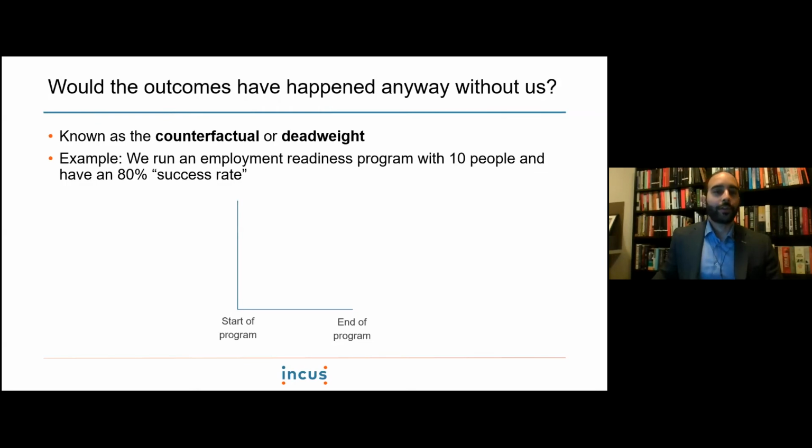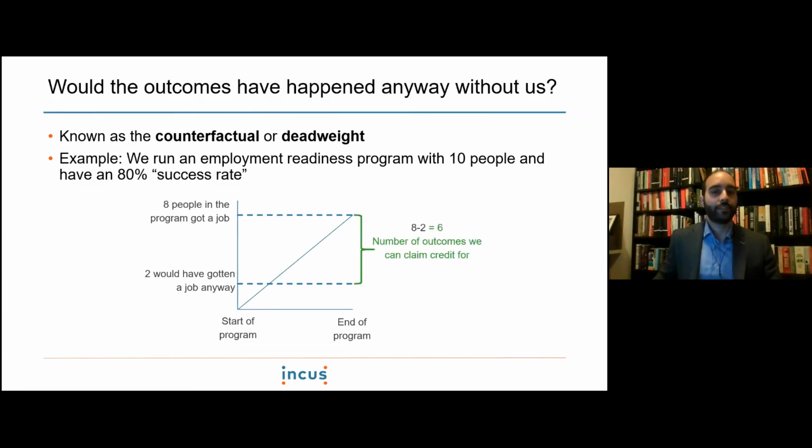So we would know that if we ran an employment readiness program with, say, 10 people, and we had an 80% success rate, that for us means that at the start of the program, there were 10 people. At the end, 8 of those people got into a job. Well, if we did a bit of research, we find out that people get into jobs without going through a particular program, if they've been on unemployment benefits and then they come off of that. And we find out that 20% of people do that anyway. So we know that 2 of our 10 would have gotten the job. So really what we should do is claim 6 of those outcomes, not all of the 8.